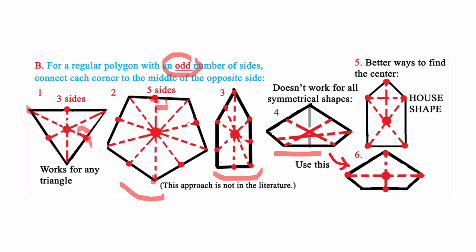A better approach for this one is to use horizontal and vertical lines. For the house shape, the peak of the roof should lie vertically above the center of the rectangle.